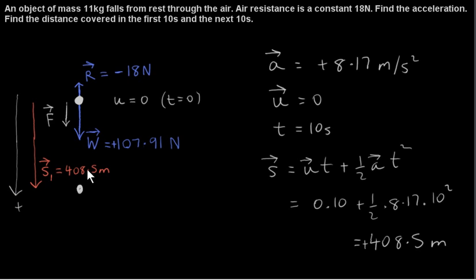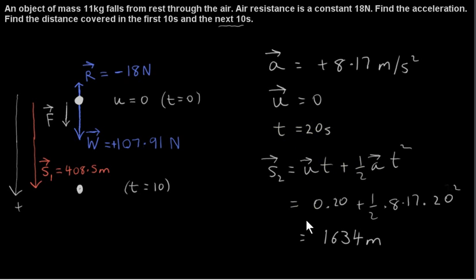Now I'm going to call the distance travelled in the first 10 seconds s1. So the object here is at this position at t equals 10. We are interested in getting the distance covered in the next 10 seconds. So to do that, we can get the distance covered in 20 seconds. We can replace t here with 20 seconds in this formula. Calculating this, we get 1,634 meters. So that gives us s2.